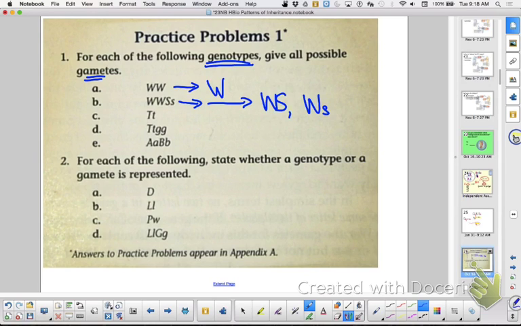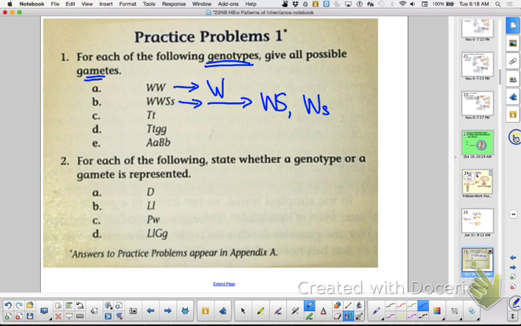Law of segregation says your W's are going to be separated from each other and your S's are going to be separated from each other. Law of independent assortment says big W with big S or big W with little s. What would be the exception to that rule? When wouldn't they do independent assortment?